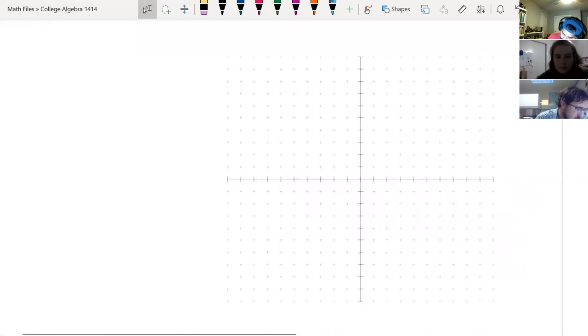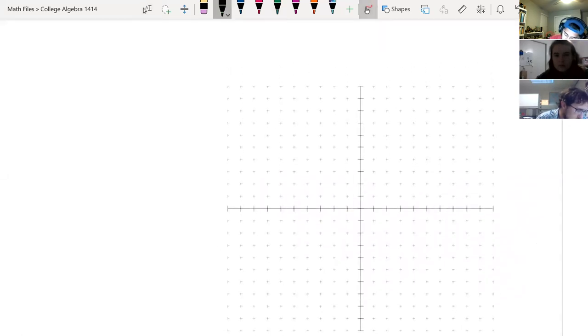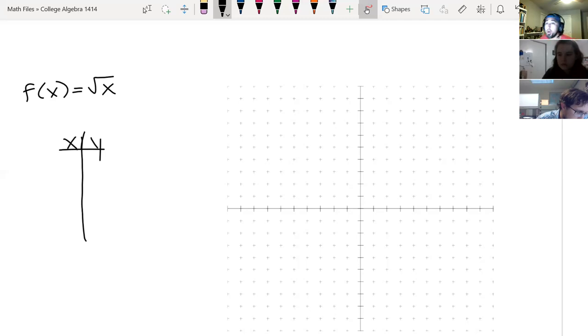All right. Okay. So here we have f of x equals the square root of x. So to graph this, well, one of the easiest ways to graph functions is just to pick points. So here I'm just gonna make a small x, y chart. And for the square root of x, what number should I start off at? Could always go with good old zero.